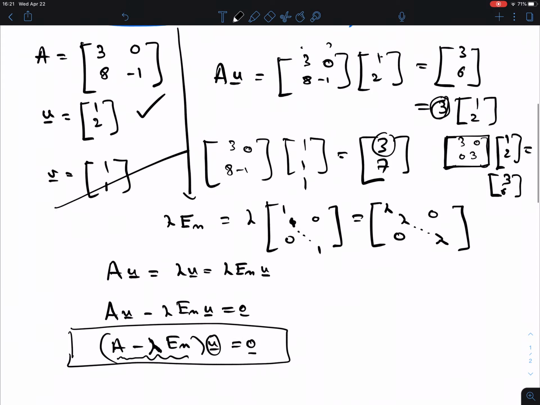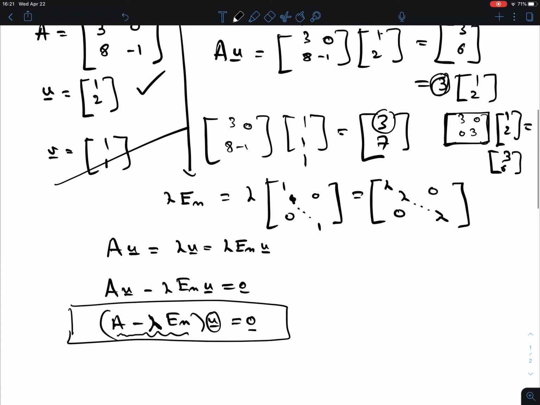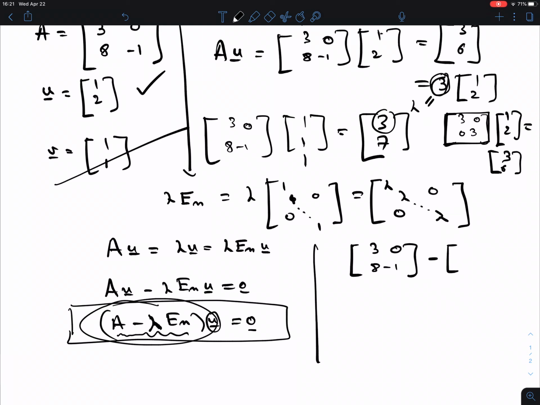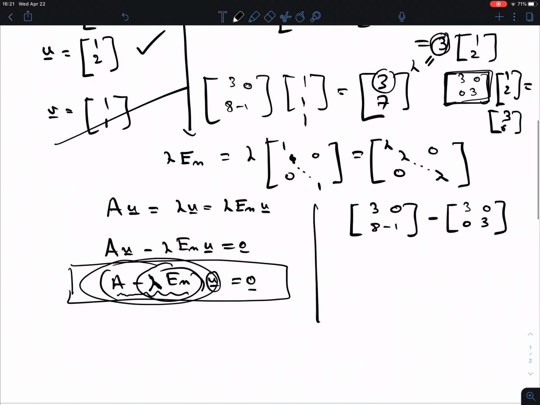Let's look at the example that we had. What matrix is this? This might be a bit weird at the moment. In our example 8, A was 3, 0, 8, negative 1, and we said that 3 was an eigenvalue. So let's subtract the matrix 3, 0, 0, 3 from it. That is lambda En. Remember how you subtract: entry by entry. 3 minus 3 is 0, 0, 8, and minus 4.